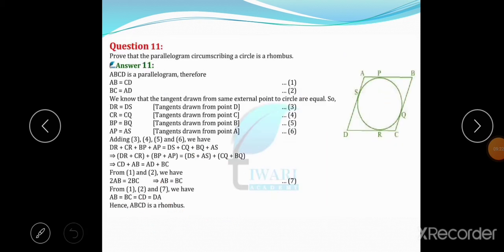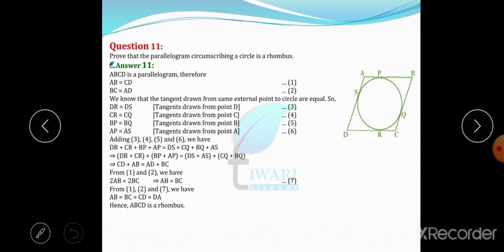Let me go for the next one. It's same like the previous 8th sum. Prove that a parallelogram circumscribing a circle is a rhombus. The same way we have to do, but we have to prove it is a rhombus. ABCD is a rhombus. What are the properties of a rhombus? All sides are equal, that we know very well. And the sum of the angles in a quadrilateral will be 360 degrees.